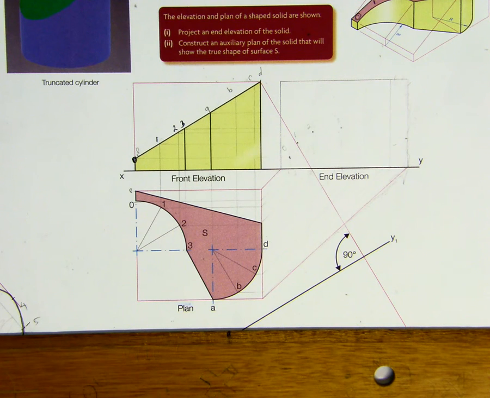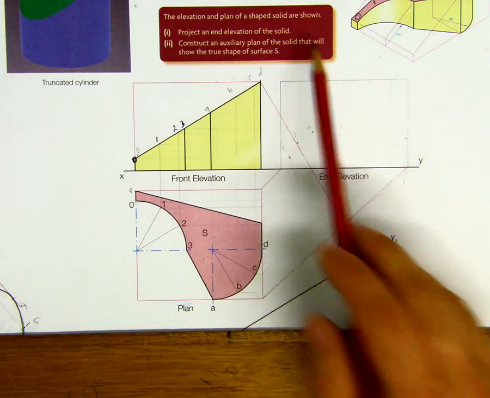Okay, the elevation and plan of a shaped solid are shown. Project the end elevation of the solid and construct an auxiliary plan of the solid that will show the true shape of surface S. So first of all, we start with I, project the end elevation.